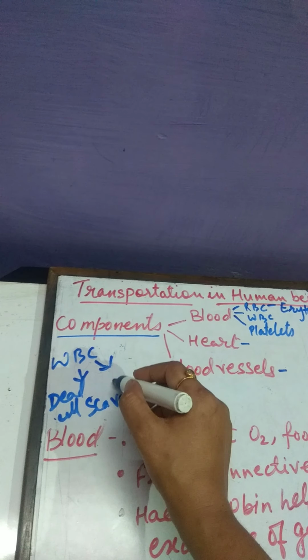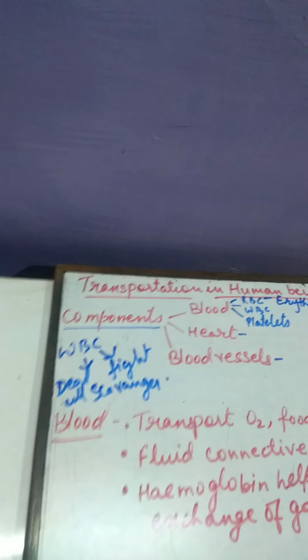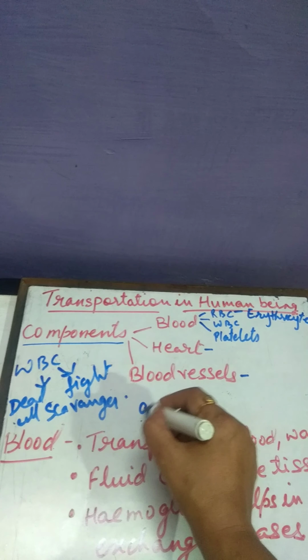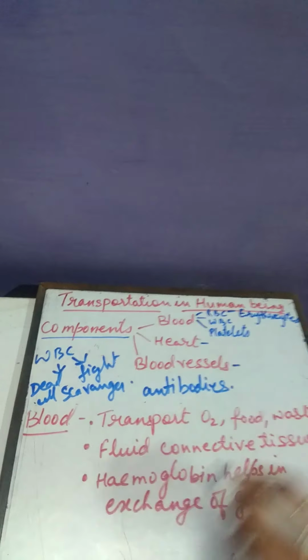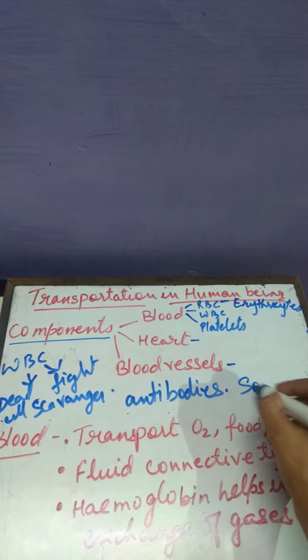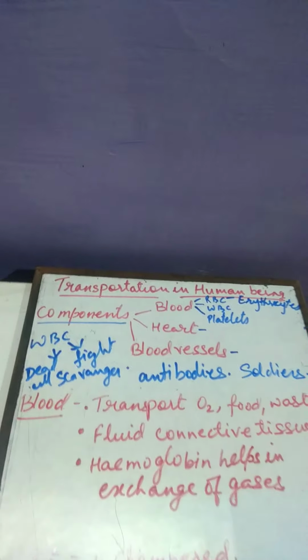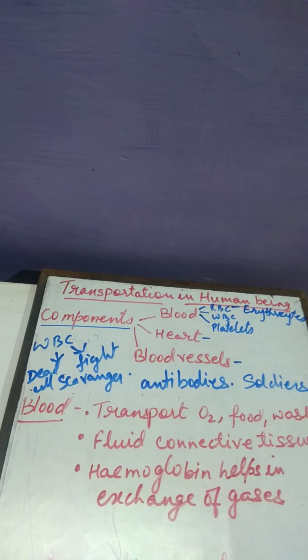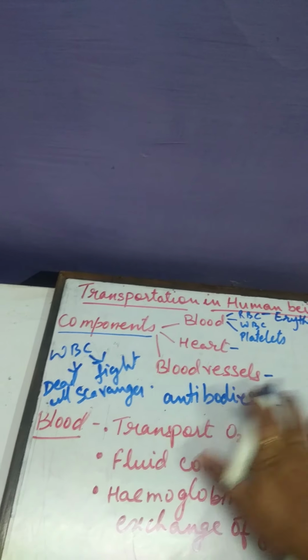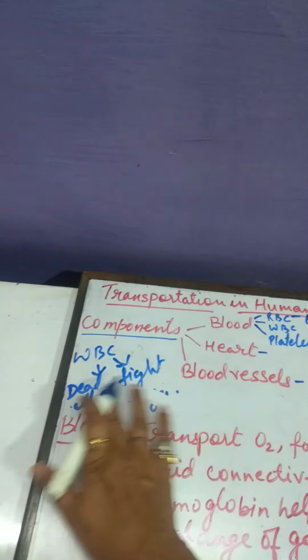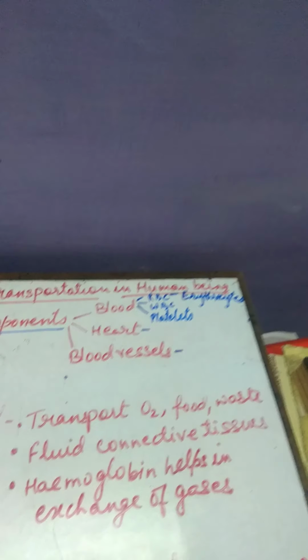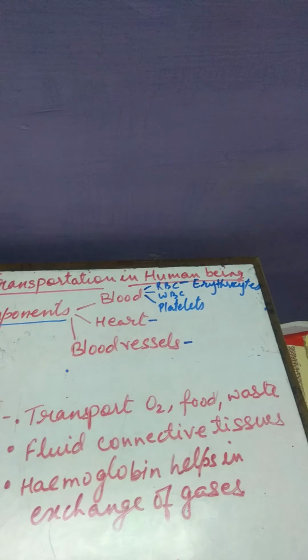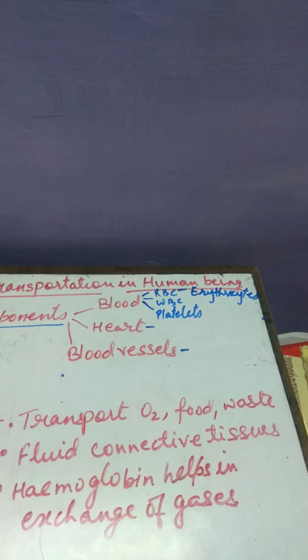Now it removes germs. It fights against germs. It helps in manufacture of antibodies. So in all, we can say WBC acts as a soldier. Clear? Now next is platelets. Now platelets, what is the function of platelets? See, platelets are responsible for clotting of blood. Clear? Platelets are responsible for clotting of blood.